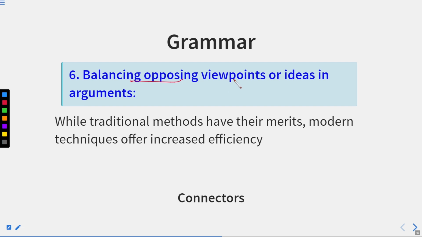Balancing opposing viewpoints or ideas in arguments. While traditional methods have their merits, modern techniques offer increased efficiency. So there are two things. Traditional methods have their merits, whereas modern techniques offer increased efficiency. So these two things are there. Though both are positive, both are showing the advantages of one, traditional, and the other, technological.